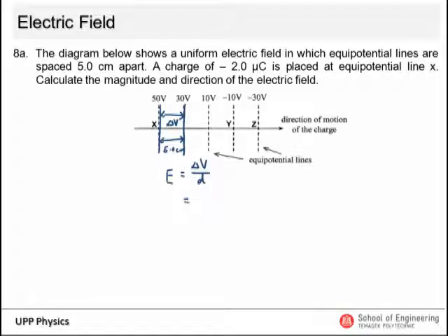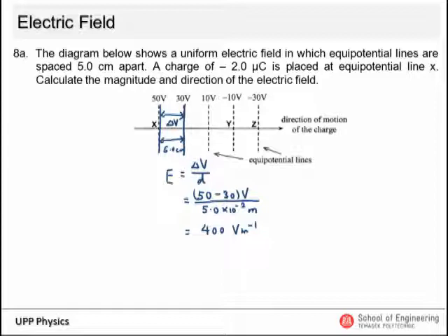So let's substitute all these values in. Now the change in potential, or the potential difference, is 50 minus 30 volts. That is the potential difference. Now the separation where this potential difference occurs is 5 cm, but I have to write that in meters. So it will be 5 times 10 to the minus 2 meter. So upon calculating, my answer will be 400 volts per meter.